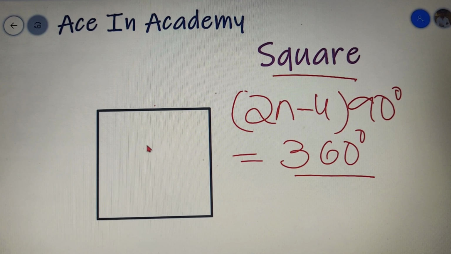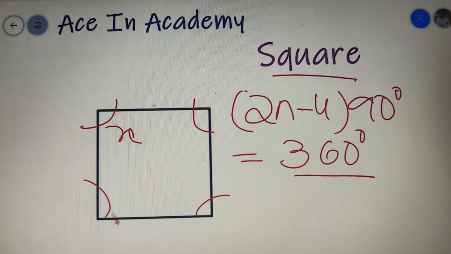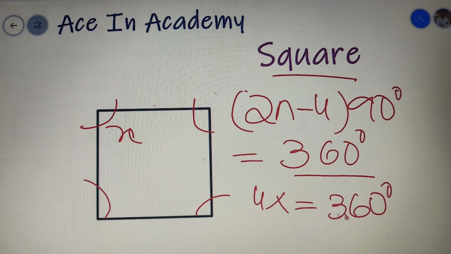The second property of a square is that all the angles of the square are equal. So if this angle is x, then all the remaining angles will also be x. And we know that the sum of angles of a square is equal to 360 degrees. By this we can calculate the value of x by equating 4x is equal to 360 degrees, and by this we will get the value of x as 90 degrees. So all the angles of a square are equal and each angle is equal to 90 degrees.